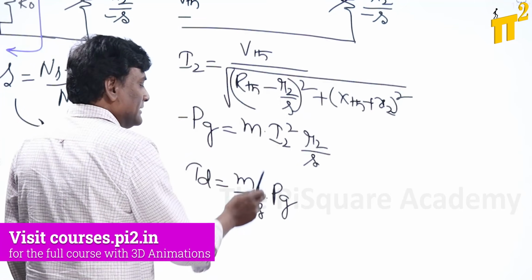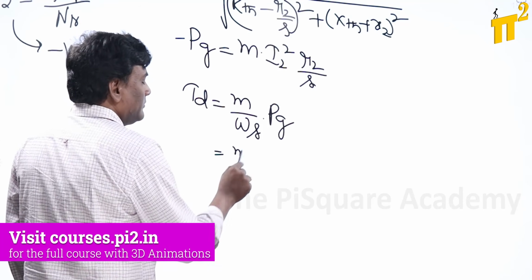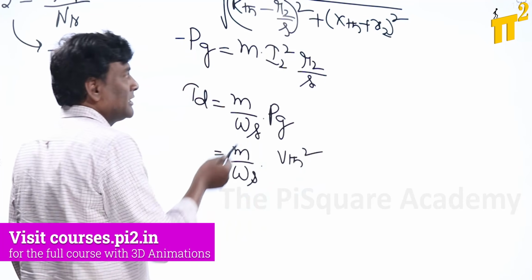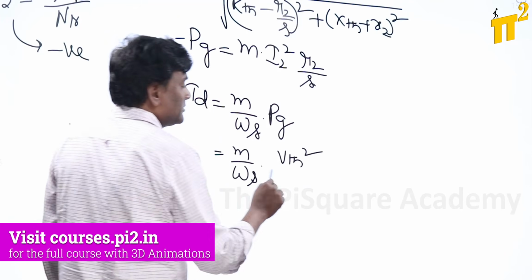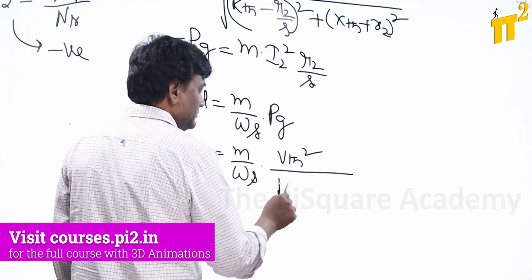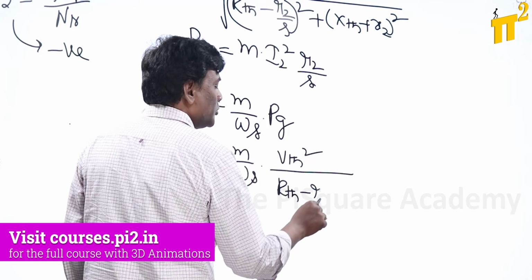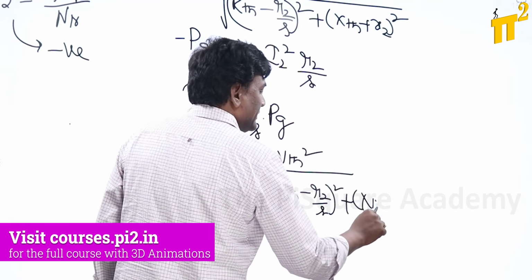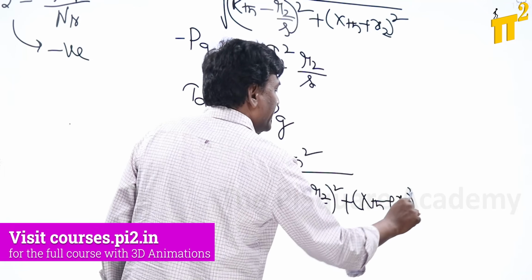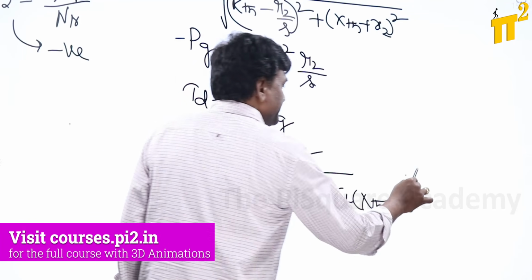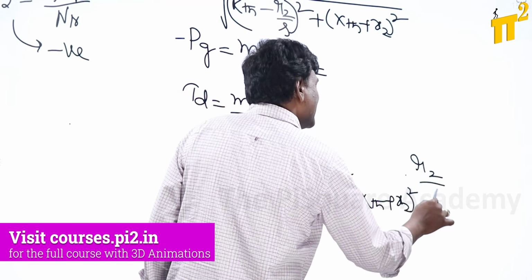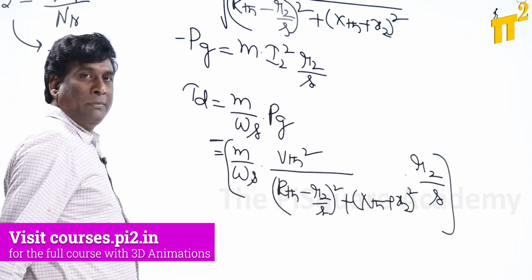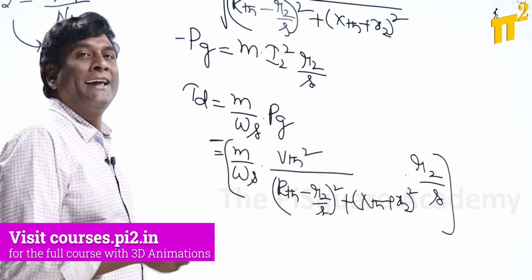Now in this case it is going to be M by omega S into VTH square, because PG is going to be I2 square R2 by S, divided by (RTH minus R2 by S) square plus (XTH plus X2) square, into R2 by S. With R2 by minus S, the torque developed is going to be negative, meaning in the opposite direction with respect to the direction of the rotor.